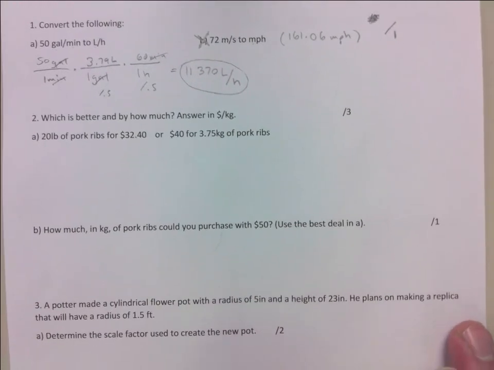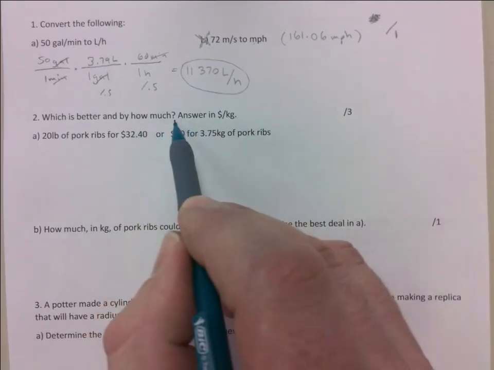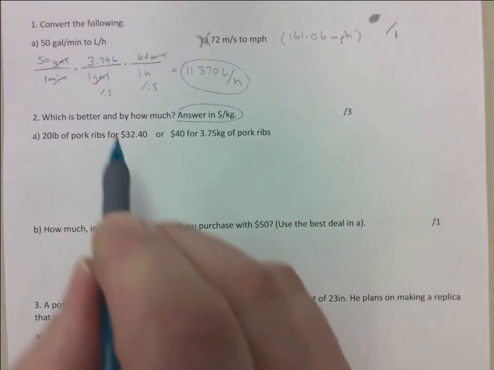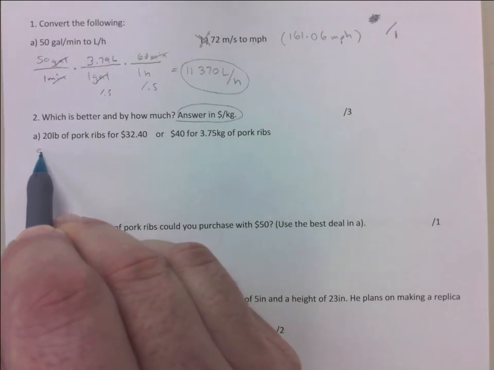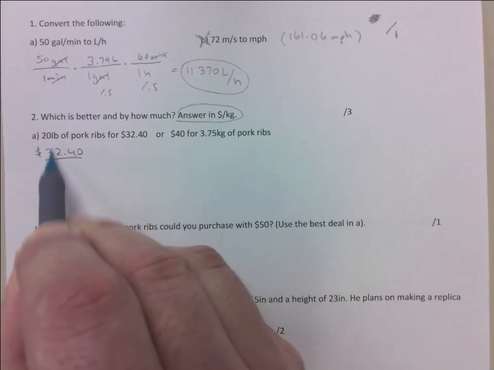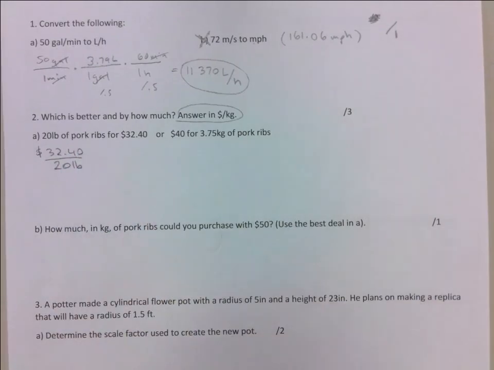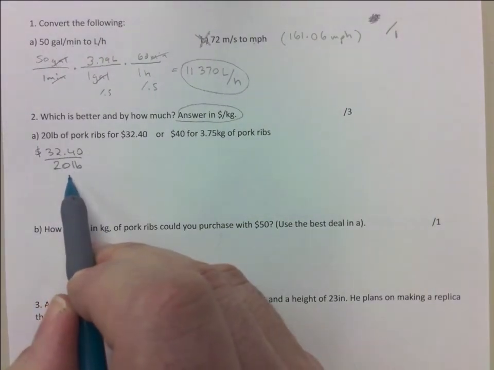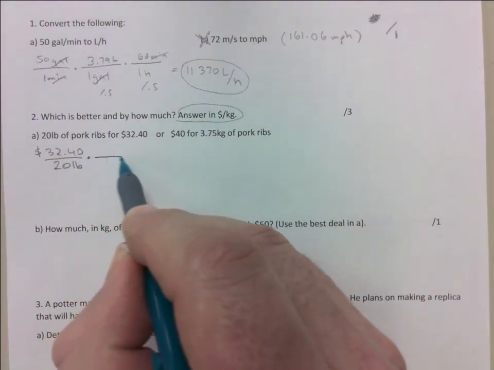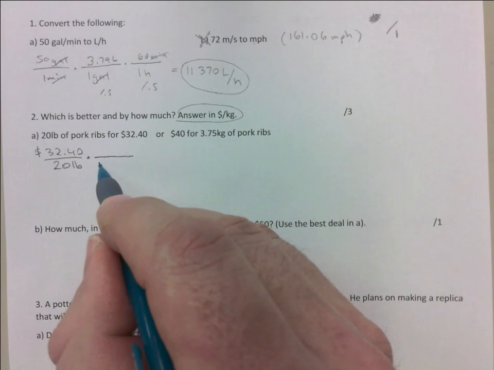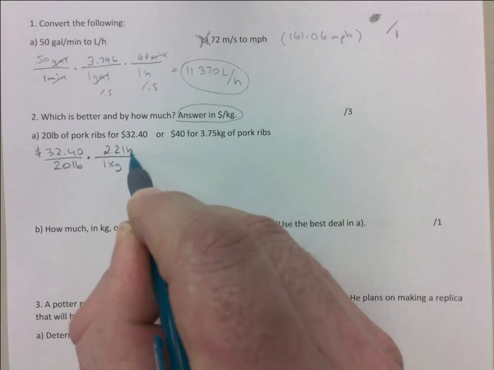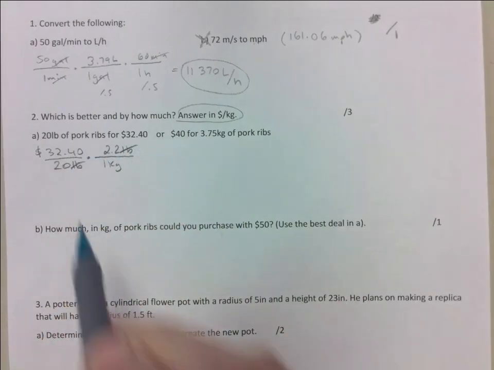So keep going. Which is better and by how much? We want our answer to be in dollars per kilograms. So we're going to start with this offer here, $32.40 for 20 pounds. Now some students take the 20 pounds and convert it somewhere else. It's up to you how you want to do it. I'm going to just do it all together. So I'm going to go with 1 kilogram has 2.2 pounds. Okay, so the pounds cancel out.